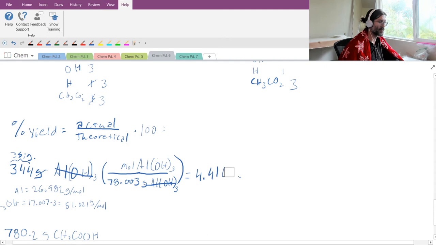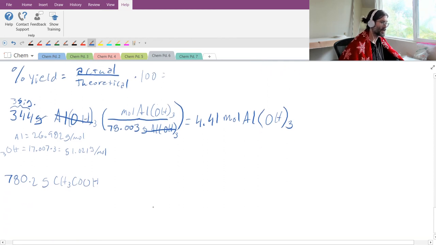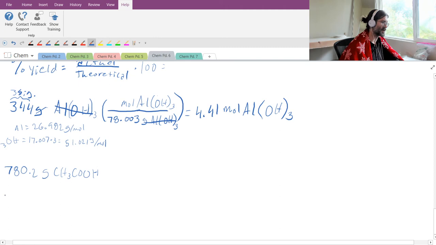So we're going to look at the fourth number, see that it's less than 5, and round to the nearest 3 digits. What's our units again? We have moles, Al(OH)3. All right. Let's do the same thing with this one down here.